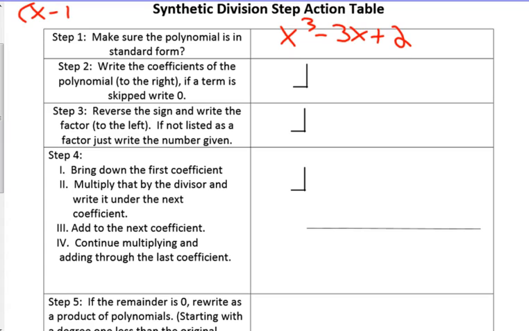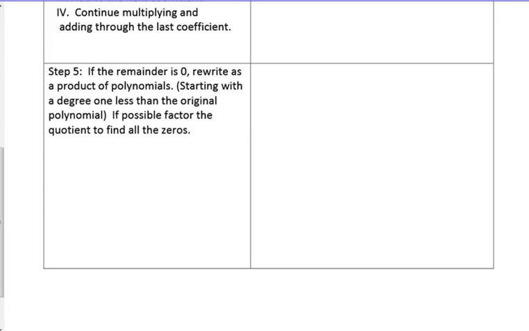So it says write the coefficients of the polynomial to the right. If a term is skipped, write 0. So what's the first coefficient? 1. Then what am I going to write? 0. Then -3, 2. When you do this at home, you need to be reading the instructions too. Read and then do the action. It says reverse the sign and write the factor to the left. 1. I'm going to put them all together. So x equals 1, 1, and negative 2.